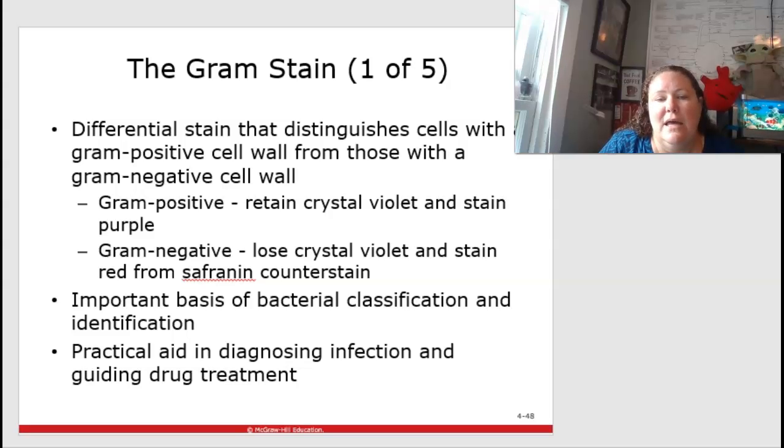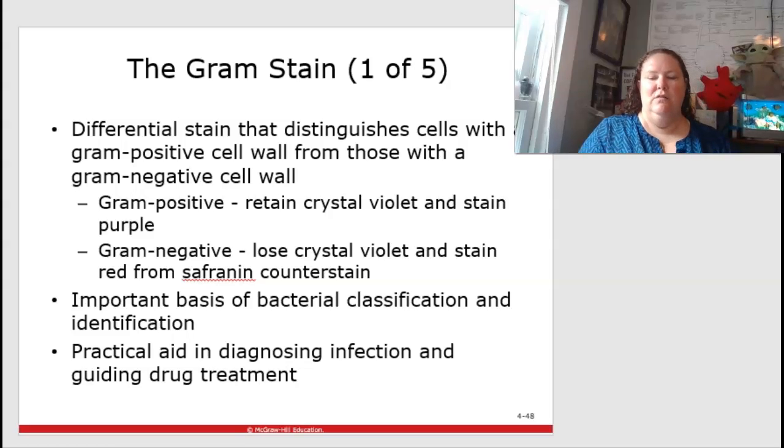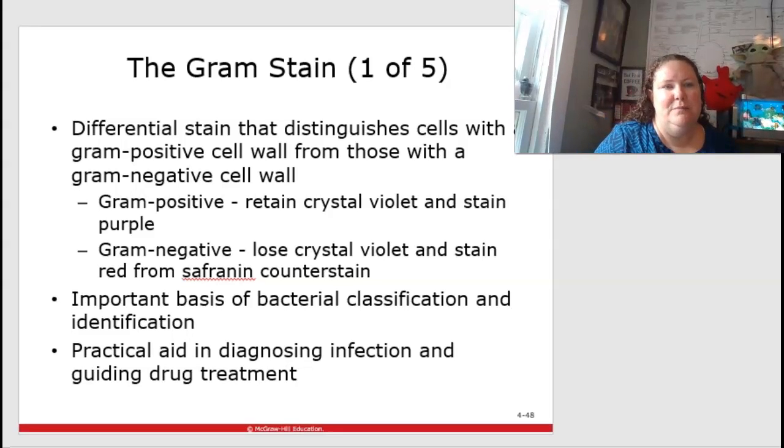Okay, and these again are very important basics for bacterial classification and identification, and we use it a ton in microlab. And this is a practical aid in diagnosing infection and guiding drug treatment. Okay.